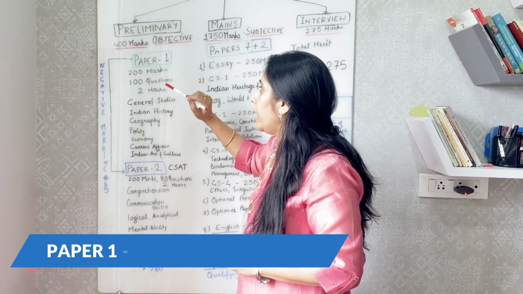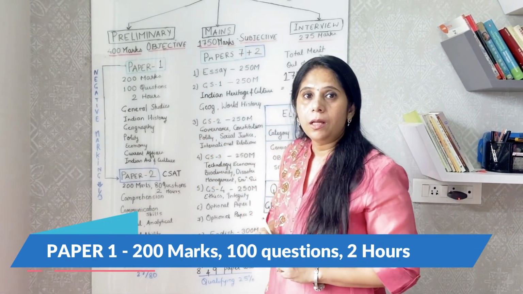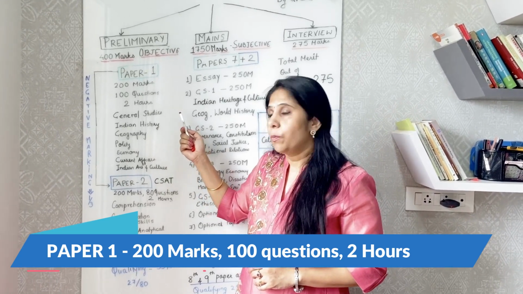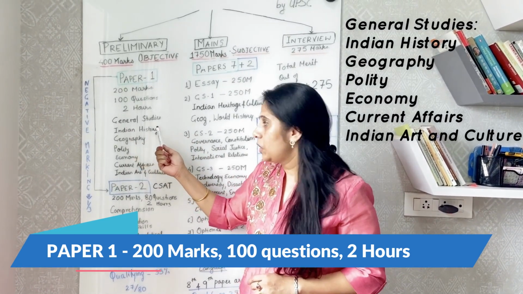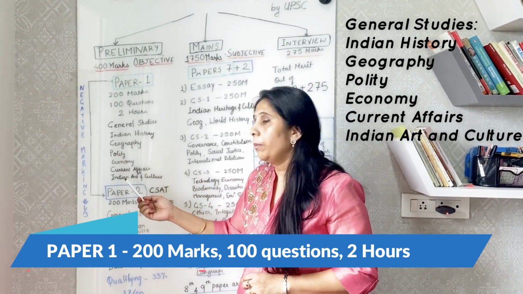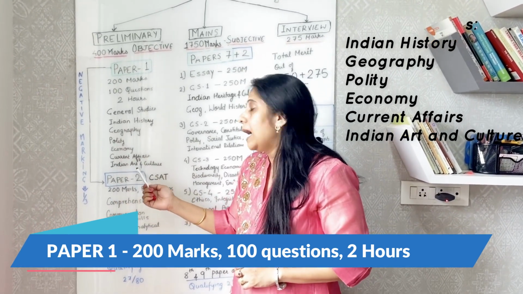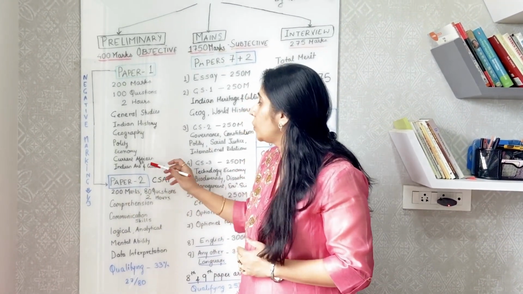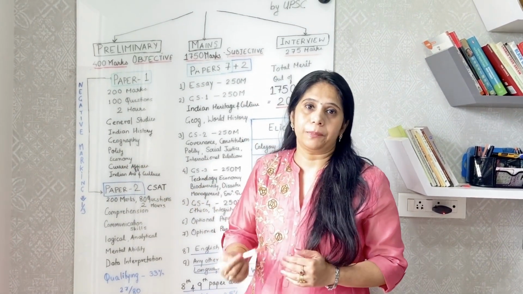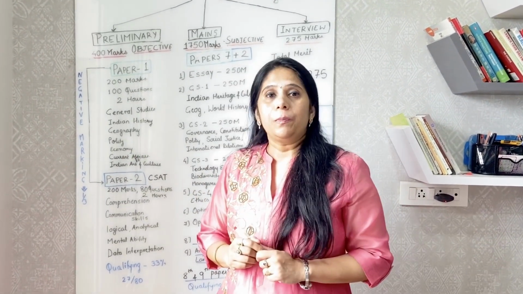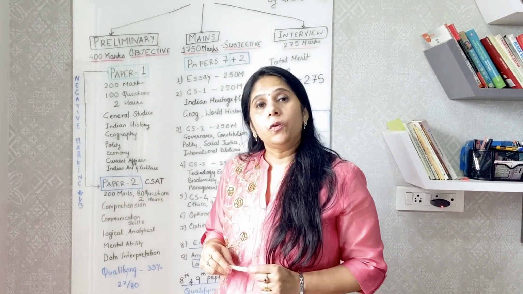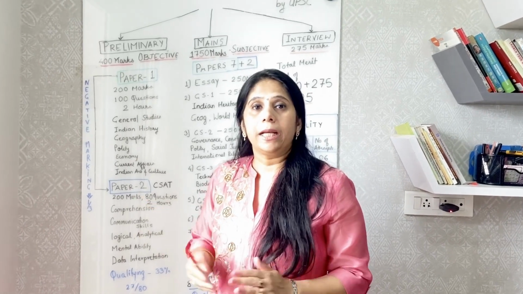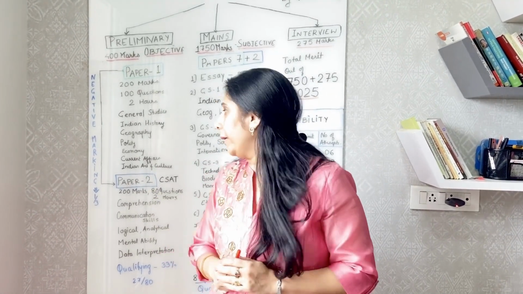Paper 1, 200 marks, 100 questions, 2 hours. General studies paper is what you have to appear for. The syllabus for this broadly comprises Indian history, geography, polity, economy, current affairs, Indian art and culture. Those of you thinking of appearing for this examination should start preparing for current affairs. Start reading the newspaper daily. Look for the articles which you feel are very crucial. Start keeping the clippings. Maintain a folder so that you have it handy whenever you want to prepare.